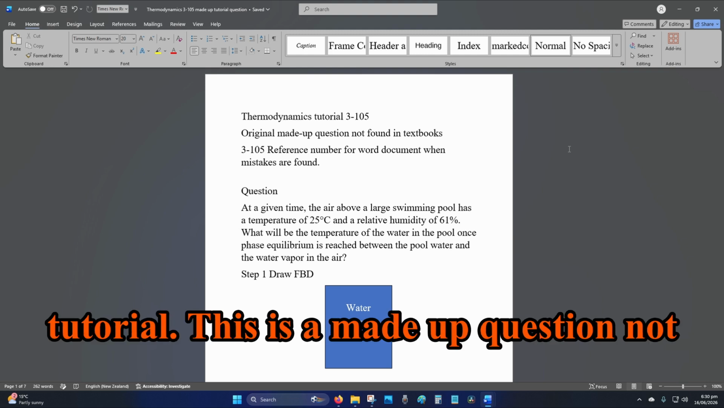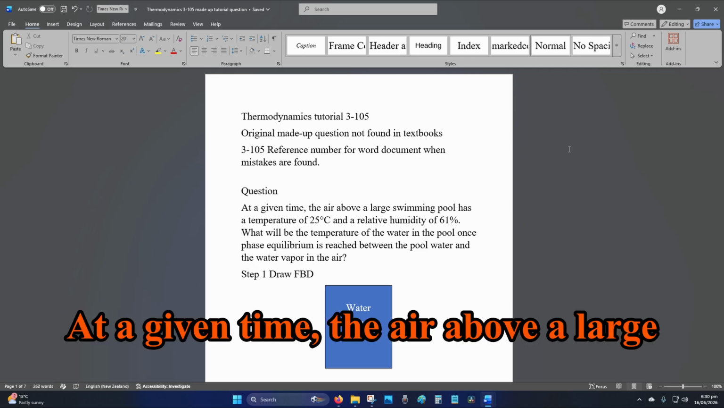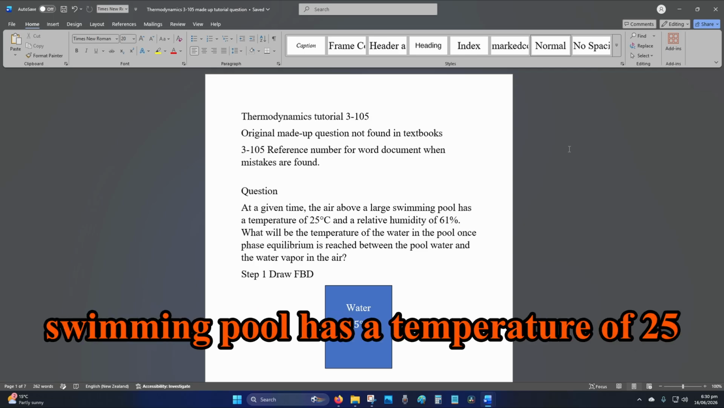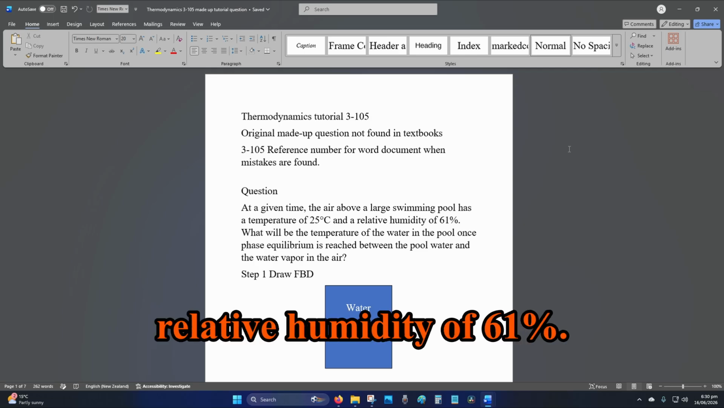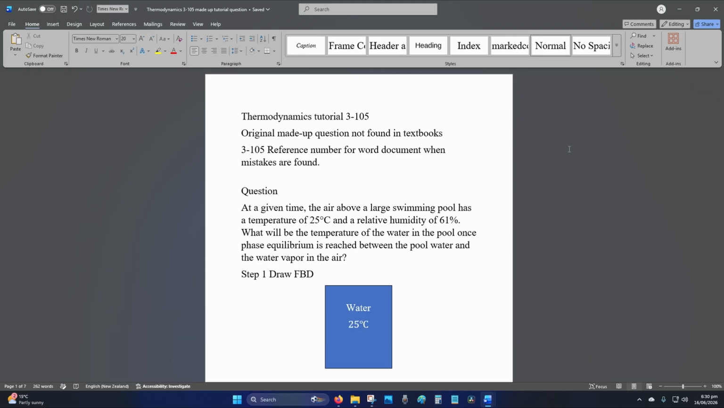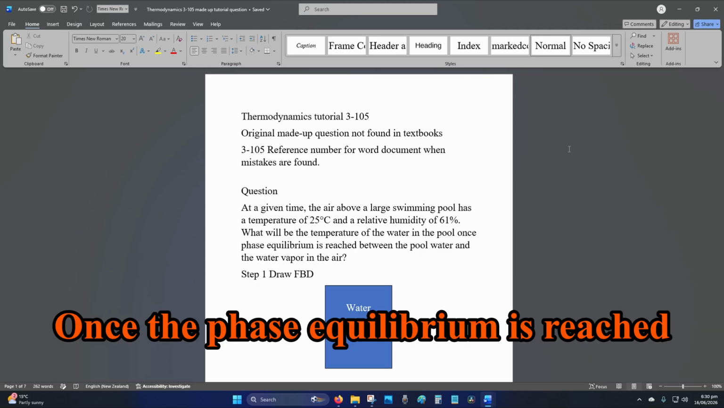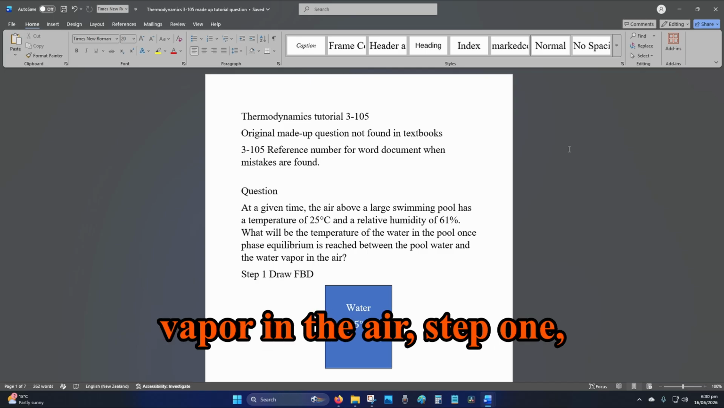This is a made-up question not found in your textbooks. At a given time, the air above a large swimming pool has a temperature of 25 degrees Celsius and a relative humidity of 61%. What is the temperature of the water in the pool once the phase equilibrium is reached between the pool water and the water vapor in the air?